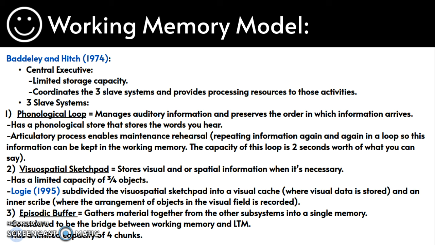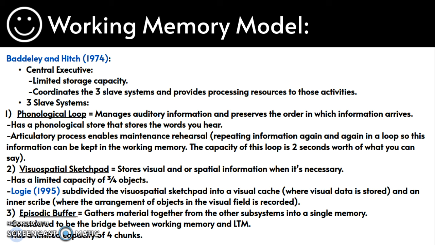Then we have the visuospatial sketchpad, and this stores visual and/or spatial information when it's necessary. It has a limited capacity of 3 to 4 objects, not 3/4, so it's 3 to 4 objects. In 1995, Logie subdivided the visuospatial sketchpad into a visual cache, where visual data is stored, and an inner scribe, where the arrangement of objects in the visual field is recorded.